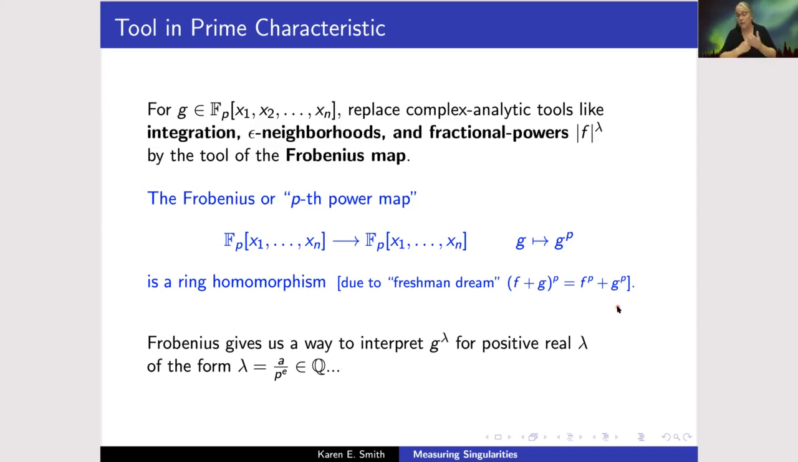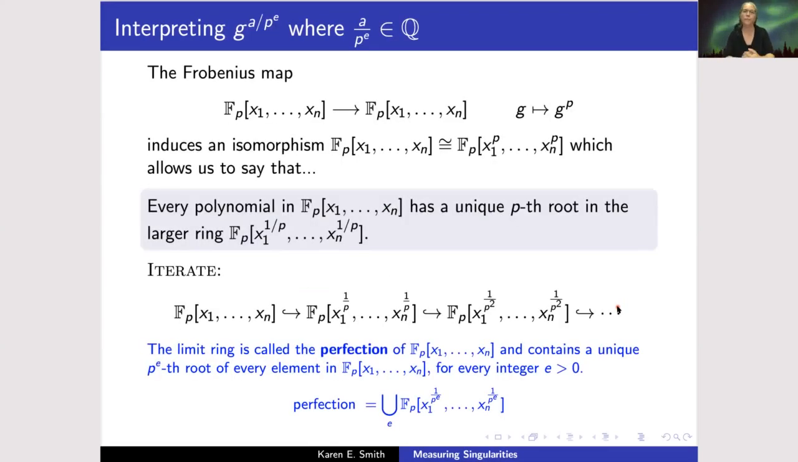I want to show you, for example, that when we were talking about real valued functions, the norm of f, we raised it to some fractional power. The Frobenius gives us a way to do that in characteristic P. So let's explain how to interpret a rational power of a polynomial. We can't define it for all rational numbers or all real numbers. We need to take only rational numbers whose denominator is a power of P.